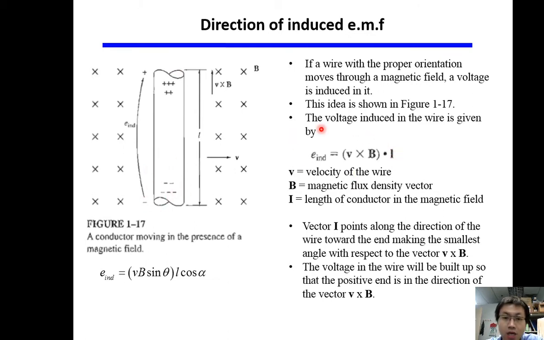And then we put in the equation where E induced equals (V cross B) dot L, the velocity cross the magnetic flux density, and then dot the length of the conductor. Three of them are vectors, so we can write it this way: E induced equals V times B sin theta, then times L cos alpha.